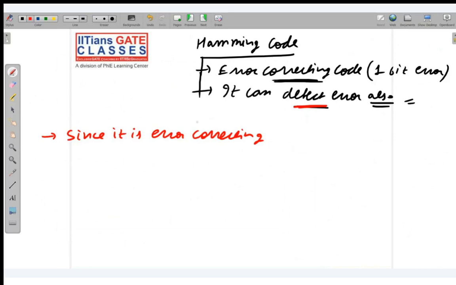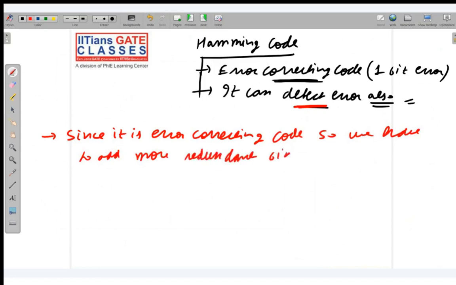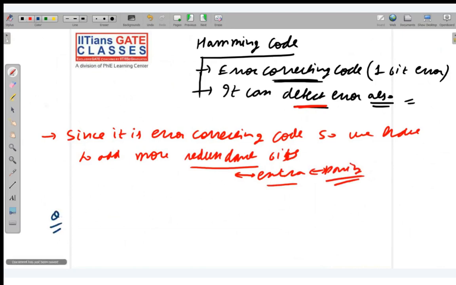So first is, since it is error correcting code, we have to add more redundant bits. Okay, so redundant means extra, or you can call them parity bits. Parity bits, extra bits, redundant bits, one and the same thing. So the first question that will come to your mind is, sir, what do you mean by more? What is the exact number? How many bits should you add?